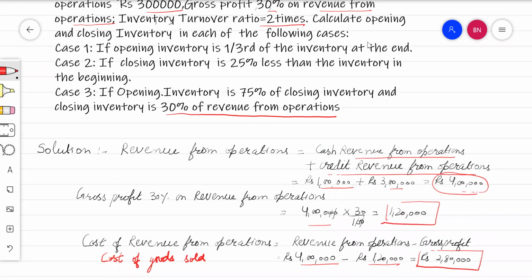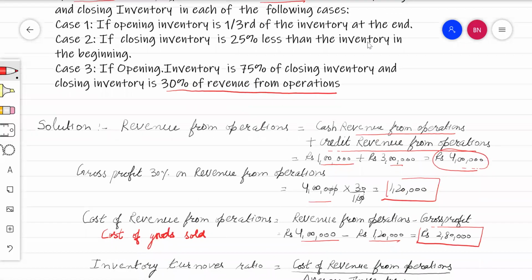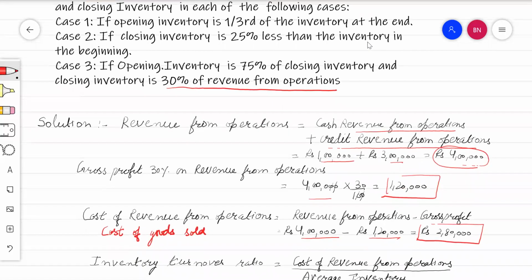Revenue from operations, meaning sales, is equal to cash sales plus credit sales. Cash revenue from operations is rupees 1 lakh and credit revenue from operations is rupees 3 lakh, so revenue from operations is rupees 4 lakh, and gross profit is 30% on revenue from operations. 4 lakh into 30%, GP is rupees 1 lakh 20,000.